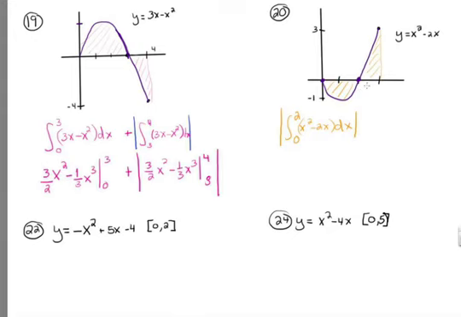And then we also need to find the integral from 2 to 3 under the function. This time we're expecting a positive answer, so I don't need to change the sign of this one. I don't need the absolute value, and I just need to add the two results together.